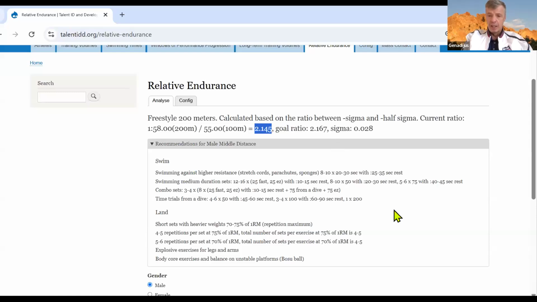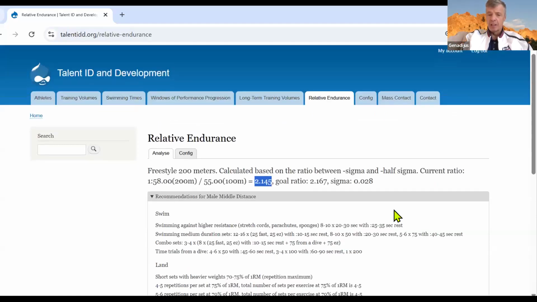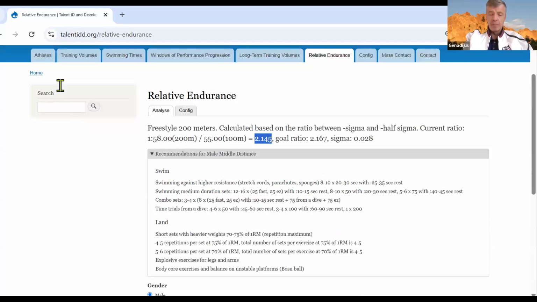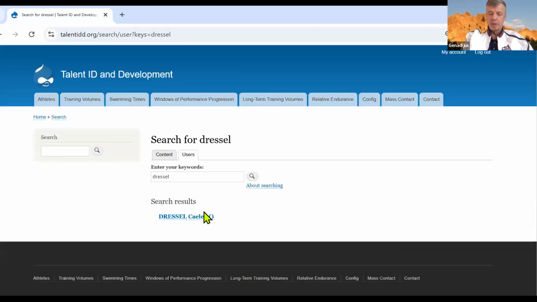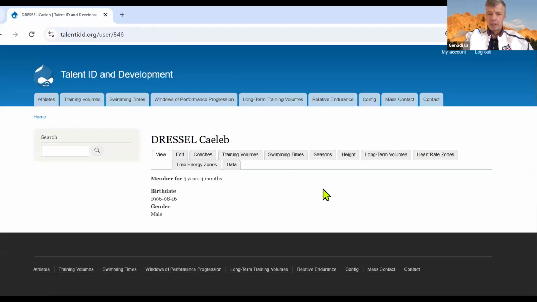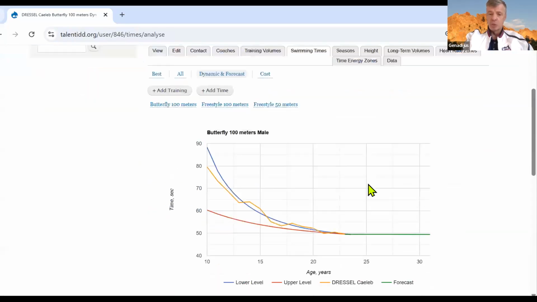All right, so let's look at some other things in the database. For example, how individual swimmers' performances are progressing. Let's look at Caleb Dressel, for example, how his performances have been changing over here. So I click over here, and you can access Caleb Dressel, any other swimmers' results also in this database online, top US swimmers as well.